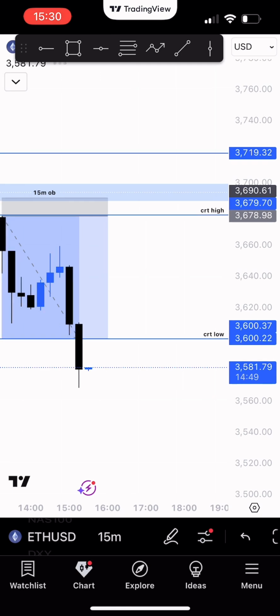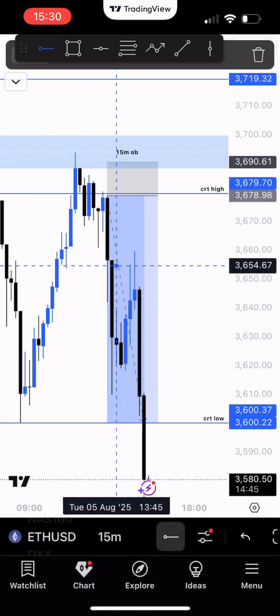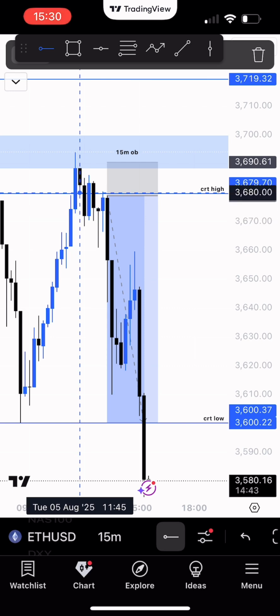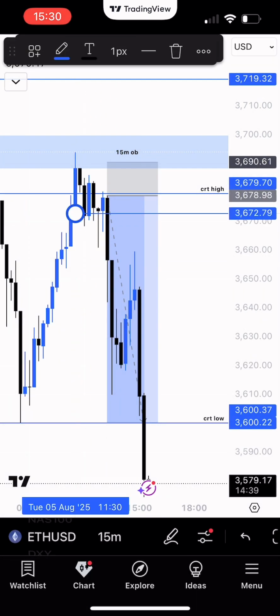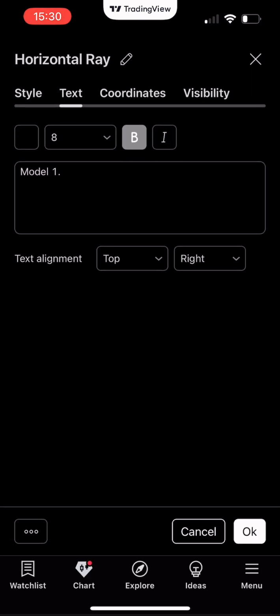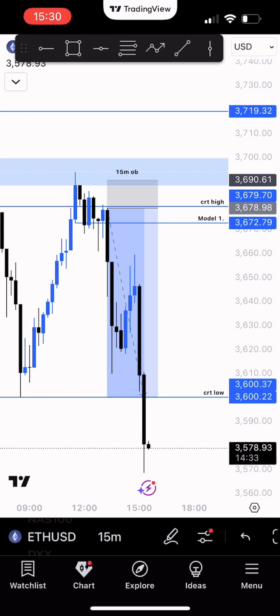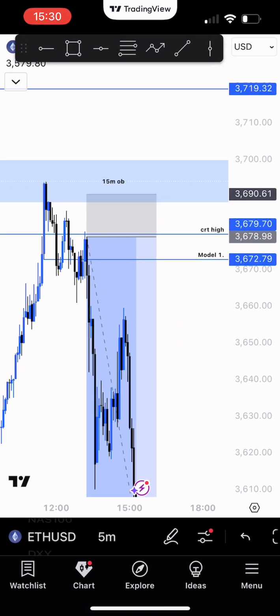And if we look at the lower time frame, let's look at the 15-minute. You can see straight away we had this 15-minute order block, model 1. So we got the closure below on the 4-hour. We then made an order block. We retraced back into this order block before dumping.